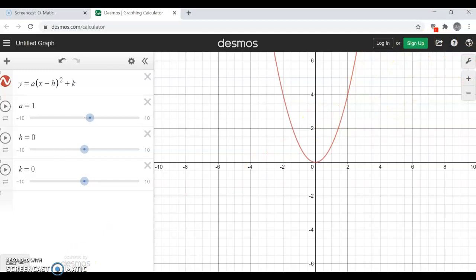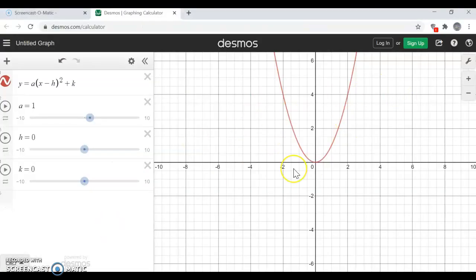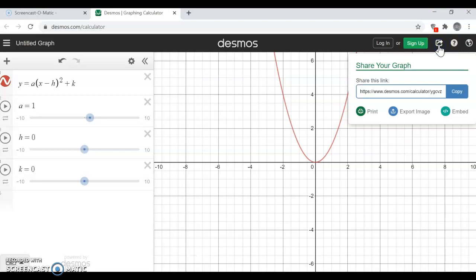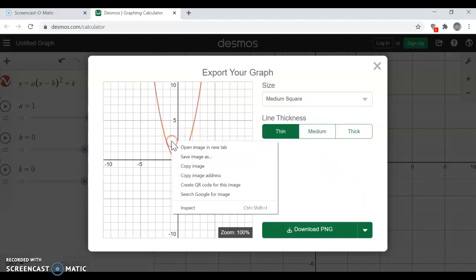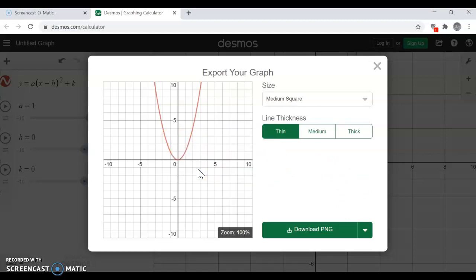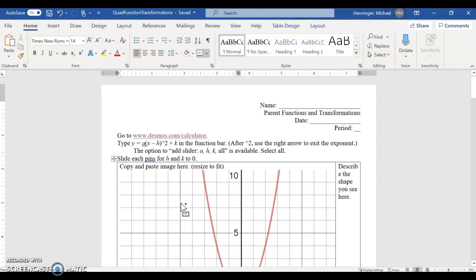Now, come back to the assignment, and the assignment says copy and paste an image here and resize it to fit. If you had some trouble with this on the last assignments, there's a couple of tricks that we can use on Desmos that'll be a little bit easier for us. First, up here, there's that share icon that allows us to share the graph. Click on that, and we are going to export the image. Now we don't actually have to download, we don't have to save, we don't have to go through all that. We can just right click on this image and copy this image. Then we'll come back to the assignment and we'll paste. So Control V allows us to paste.